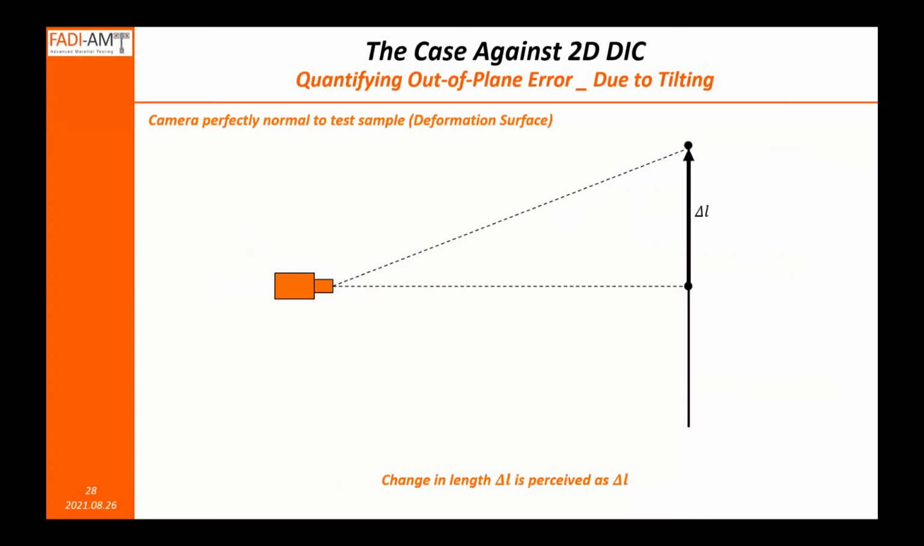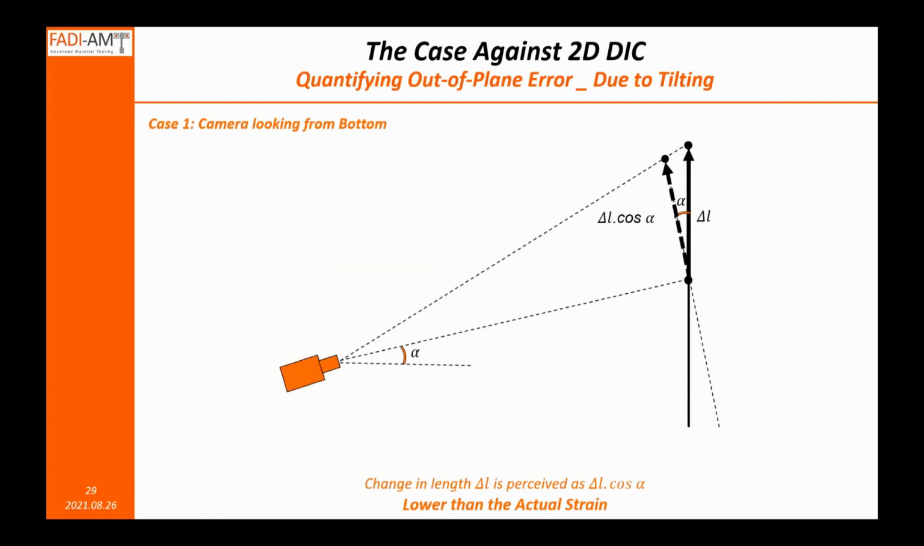Let's go to tilting. This is a schematic of a perfect, ideal setup. The camera is perfectly perpendicular to the object. Tilting means if it is not perfect and you move the camera at some angle with respect to the surface, you will introduce error, because there will be a difference between any length or change of length that's perceived by the camera compared to what actually happens, because it's going to be a projection.